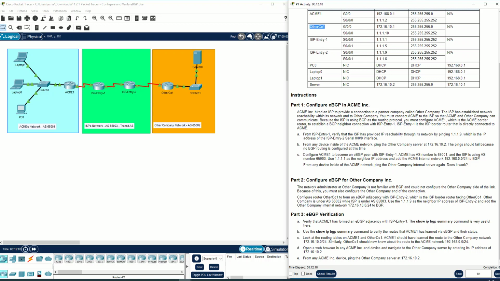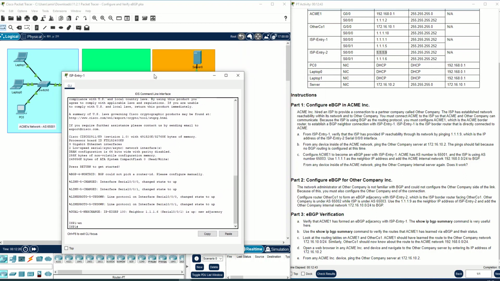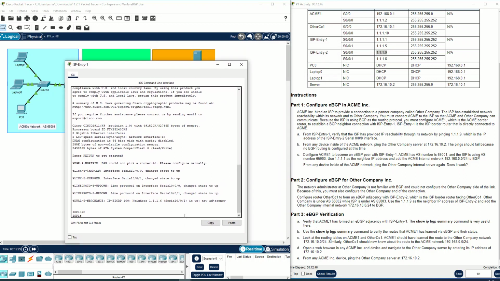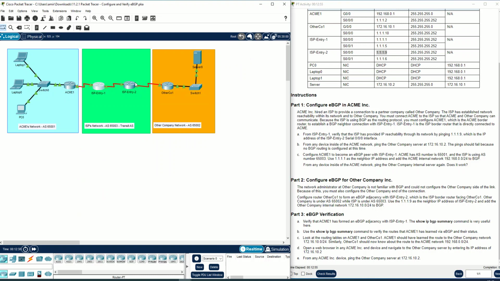First, from ISP 1, verify that the ISP has provided IP reachability through its network by pinging 209.165.200.226. That is the IP address of Serial 0/0/0 for ISP 2. We should go to ISP 1 here, and in privilege mode, you can write ping and that address, and you can ping ISP 2, and it's a successful connection between the two ISPs in the world of the internet.